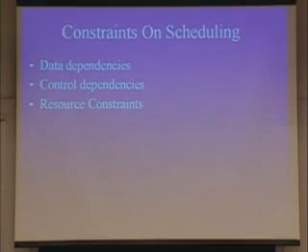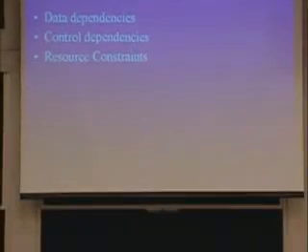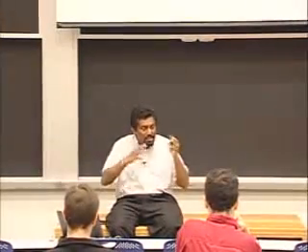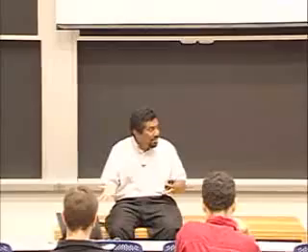So we can't just go and keep reordering instructions all over the place. You have to make sure that the original program behavior is maintained. The way we maintain original program behavior is by looking at 3 different constraints: data dependencies, control dependencies, and resource constraints. So there are 3 things you have to make sure the program maintains.